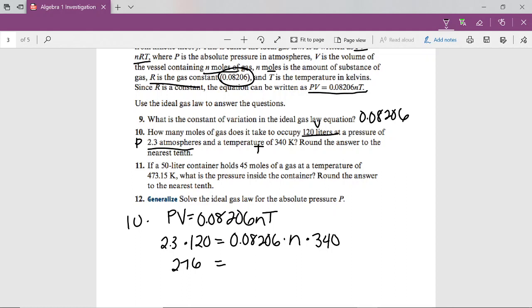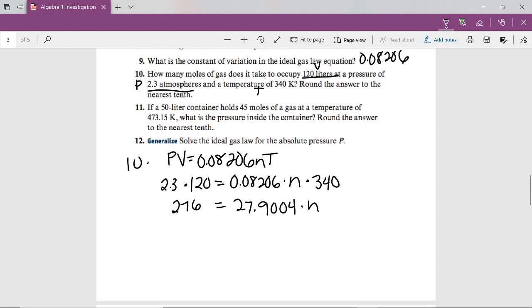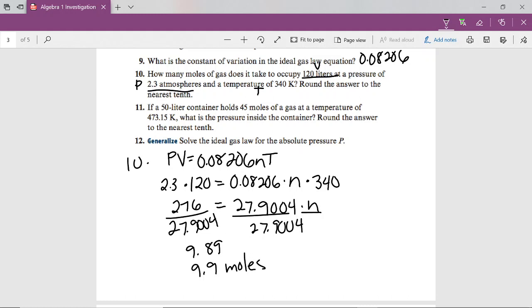And then let's simplify the other side. 0.08206 times 340. And we get 27.9004 times n. So the only way that we're going to solve for these moles is by dividing by 27.9004 on both sides, of course. So let's try it. 276 divided by our number gives us 9.89, round to the nearest tenth, so we would say 9.9 moles of gas. Okay, so we would use this to solve for those moles of gas.